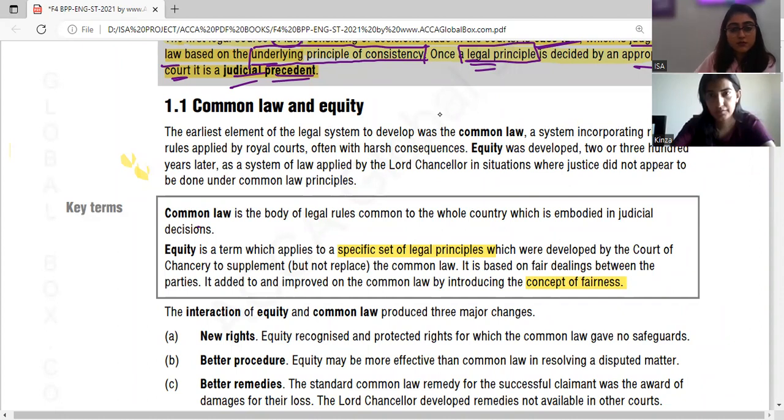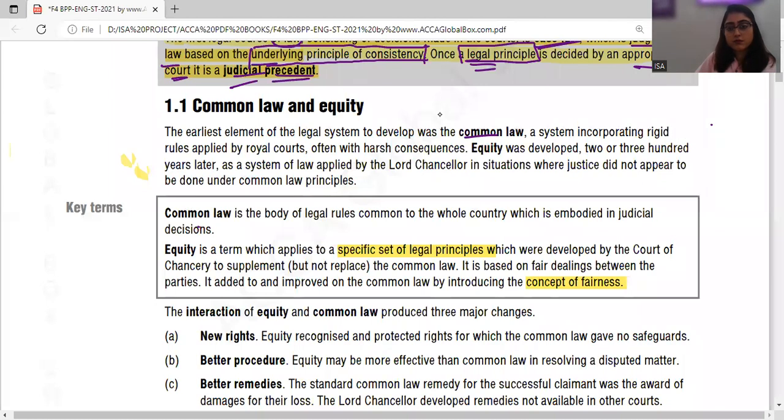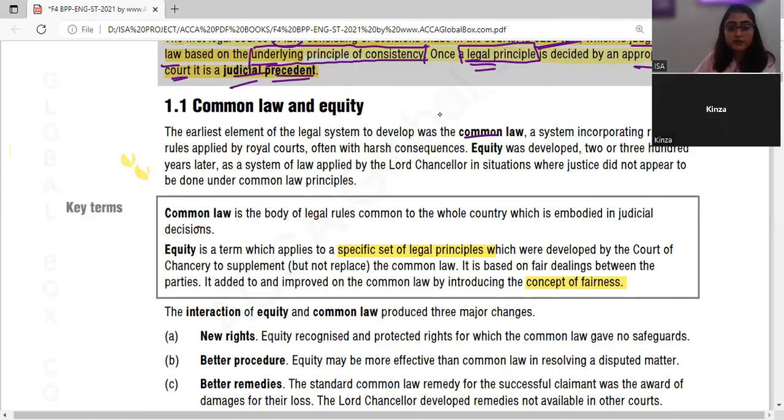The earliest element of the system developed was the common law, a system incorporating rigid rules applied by royal courts, often with harsh consequences. Equity was developed 200 or 300 years later as a system of law applied by the Lord Chancellor in situations where justice did not appear to be done under the common law principles. Okay. What did you understand? What is common law? What is equity?